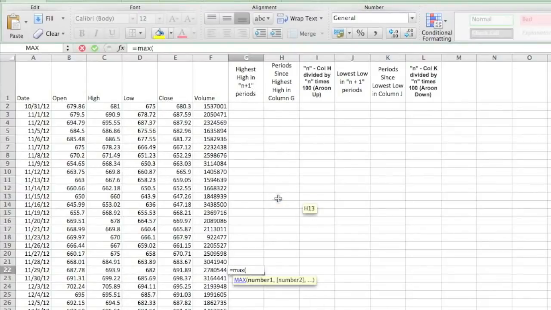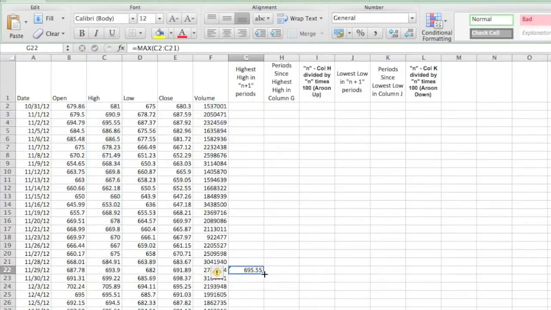So it's a max function, trying to find the max in 20 values, and whatever we get out of these 20, we plot it in the next row. So we exclude the current row's value. Just fill in the rest. The very next column is the period since the highest high in column G. This number tells us how many days have gone by since we actually hit that highest high.